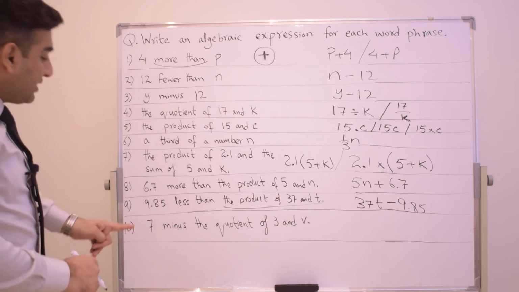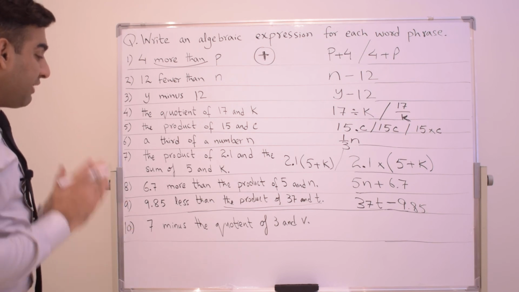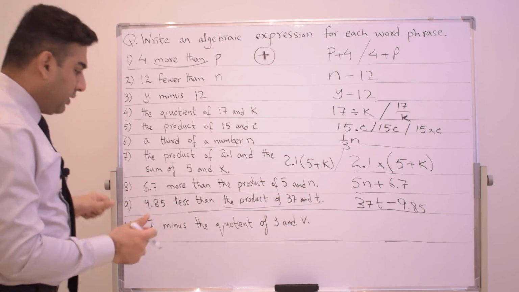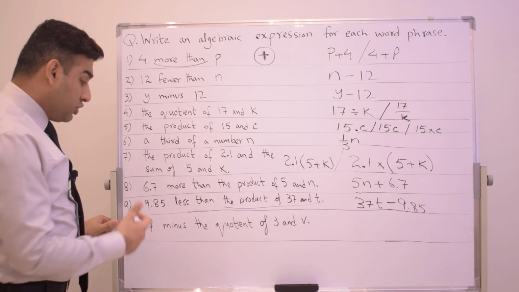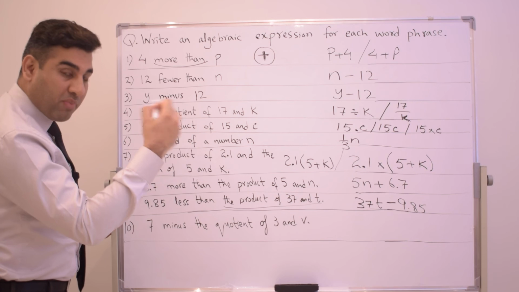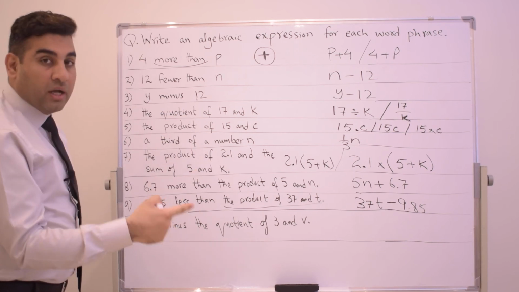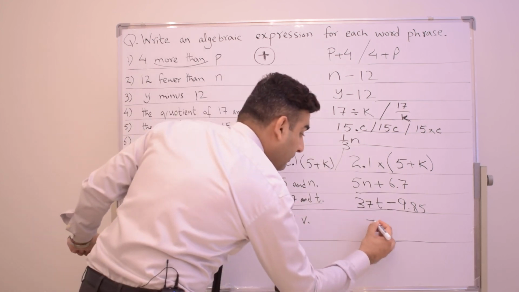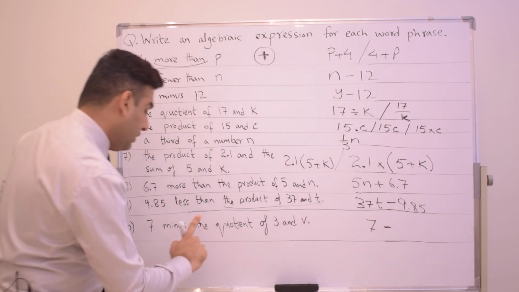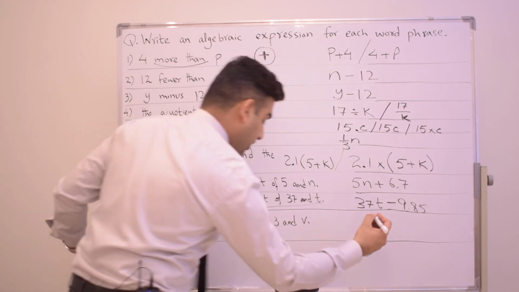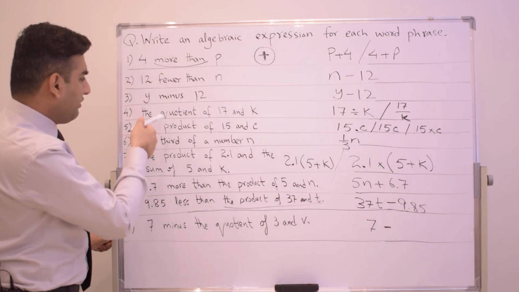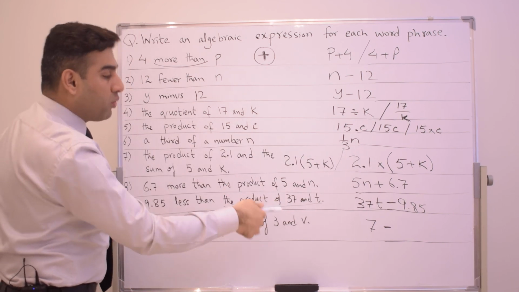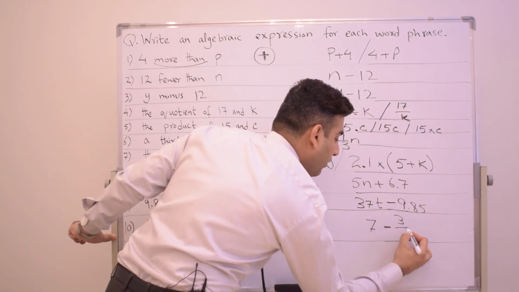So guys, we have a last phrase, that is 7 minus the quotient of 3 and v. It is simple, because it says 7 minus, so we just put 7, we put the minus sign, and the quotient of 3 and v. Quotient means 3 divided by v. So I will write it like this, 7 minus the quotient of 3 and v. I told you about the quotient, if you remember, 17 over k. So I will write this as 3 over v, so 3 divided by v.